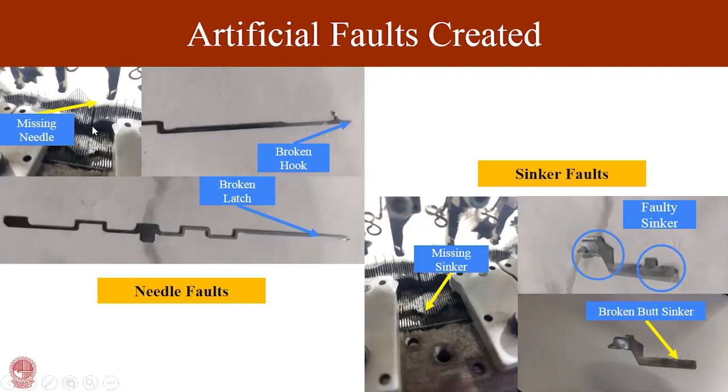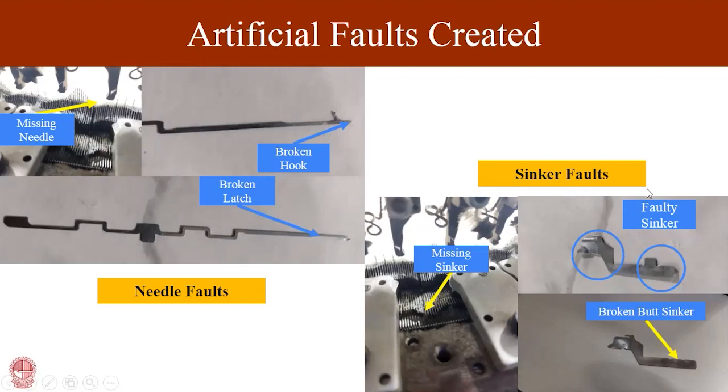Firstly, we pulled out a completely fine needle from the machine, and then started the machine. So it created faulty fabric. Then we broke the hook of a needle and installed the defective needle. We broke the latch of the needle and then installed the latch-broken needle in the machine. And during these 3 conditions, we measured the machine vibration for 2 minutes at a 50 sampling rate per second.